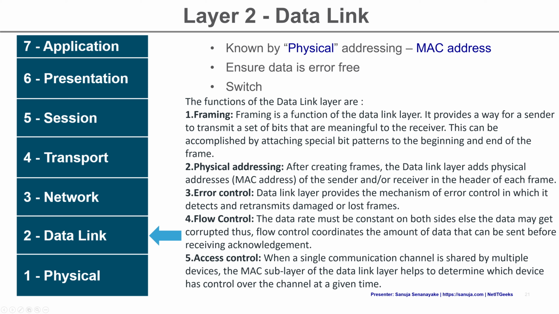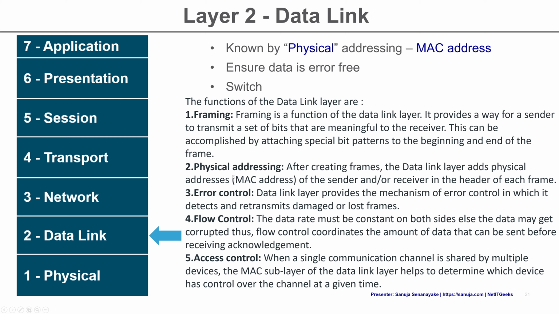So the functions of the data link layer include framing. Framing is a function of the data link layer. It provides a way for a sender to transmit a set of bits that are meaningful to the receiver. This can be accomplished by attaching special bit patterns to the beginning and the end of the frame.